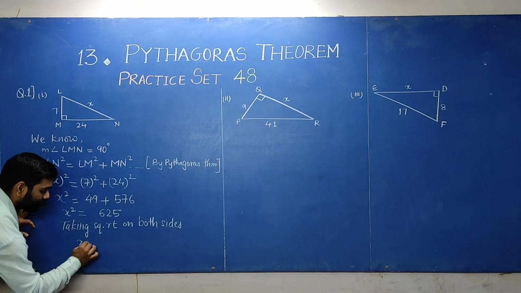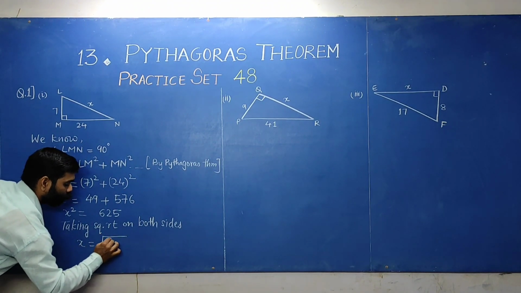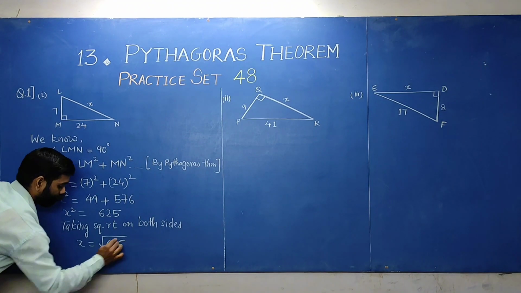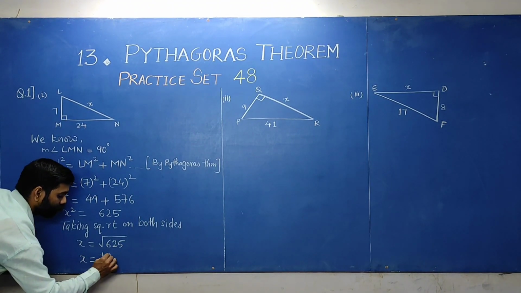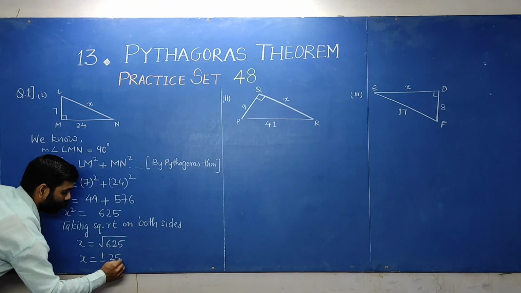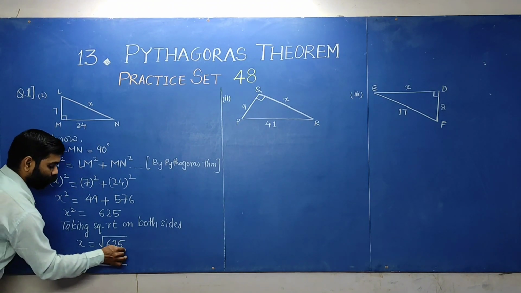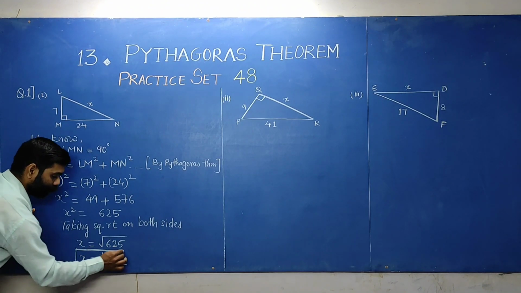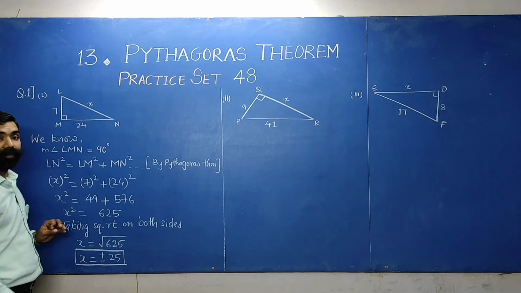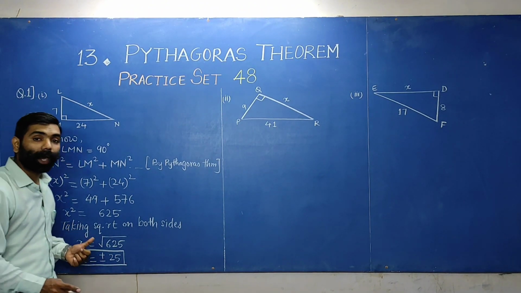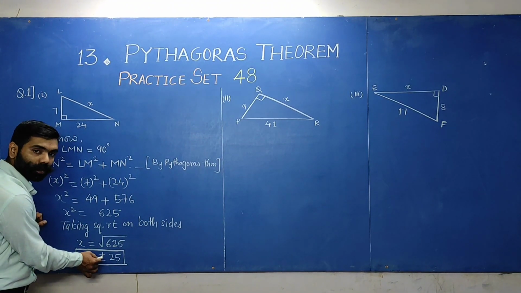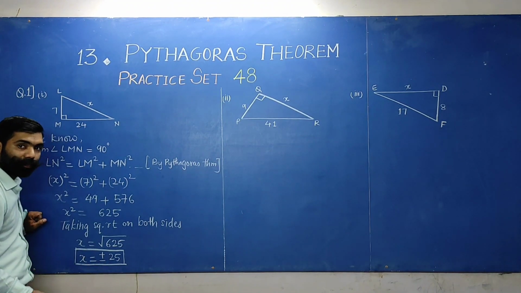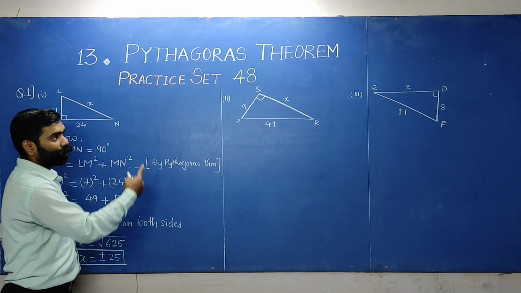So we will get x is equal to square root of 625. X is equal to plus minus 25. Here we will take only the positive value, students, because when we take a square root, it comes in two values, minus and plus. Okay, so we will take the plus sign. Keep in mind. Now second question.